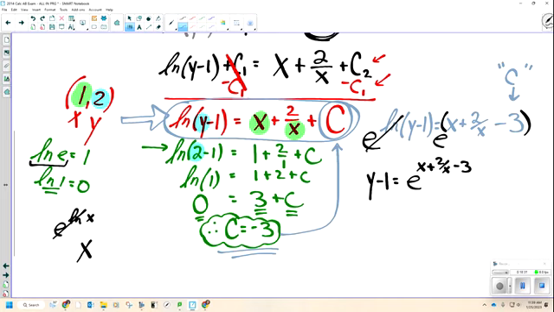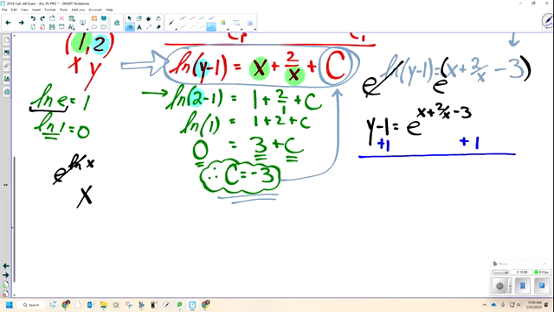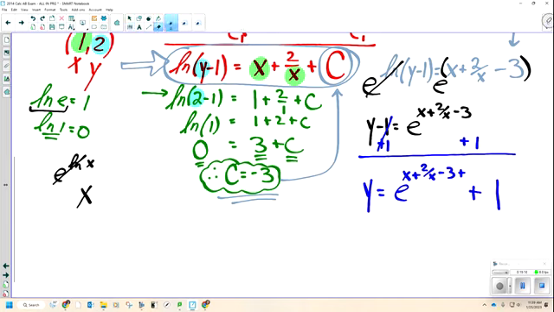People, one more step and we're done. Let's add 1 to this side and add 1 to this side. Please, after all that beautiful work, please don't put the +1 in the exponent. Okay? We've got y equals this e to the x plus 2 over x minus 3. This is what you had. You're adding 1 here. Don't put a +1 here. No. You've done so much nice work. Please don't mess it up by putting that +1 right there.